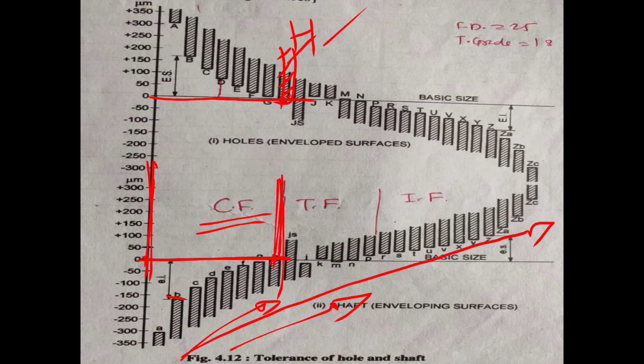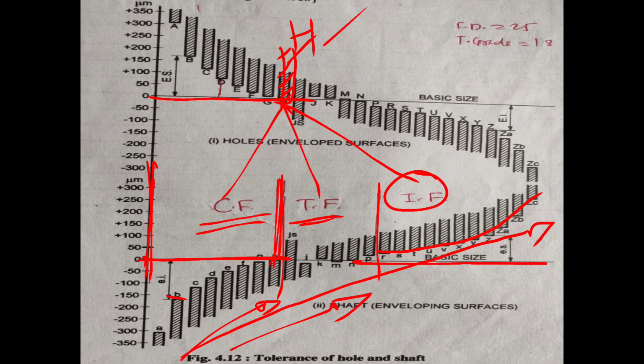Then from JS to P you will find a transition fit for this hole based system, and from R onwards to ZC you will have an interference fit. As you see, from R to ZC, these limits are greater than the basic size. Therefore you will have an interference fit for the hole based system.